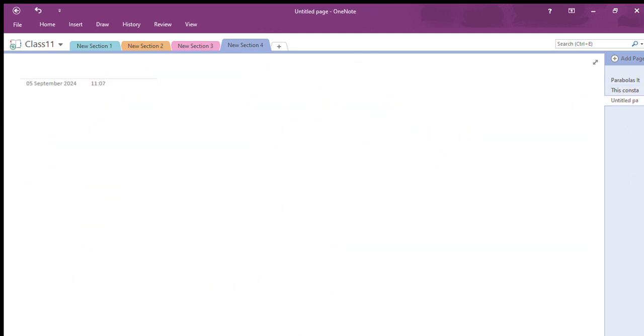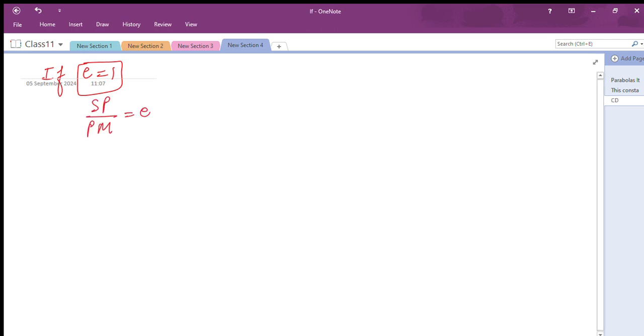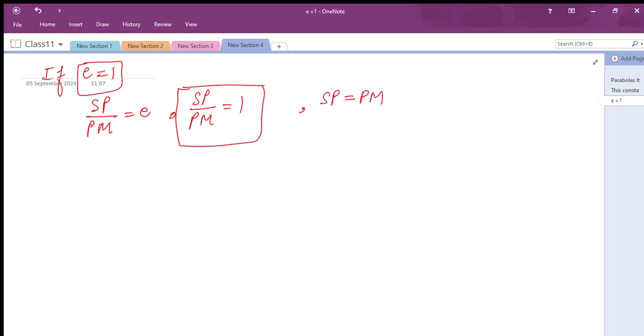So let's move ahead. If the eccentricity is given as e equal to 1, we already know it gives the parabola, and SP upon PM equals e, so we can say that SP upon PM equals 1. You can also say that SP equals PM. Let's understand this definition by diagram.